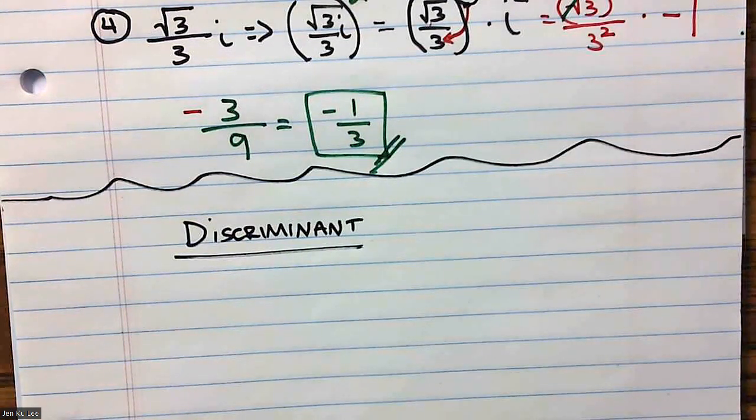Clue number 1. Okay? I play this with my son. I'm thinking of an animal. That's what I play with my son. Clue number 1. He has a long neck. Yeah. Anyways, the discriminant, clue number 1, it tells me what type of solutions I would have. How many and what type of solutions I would have.